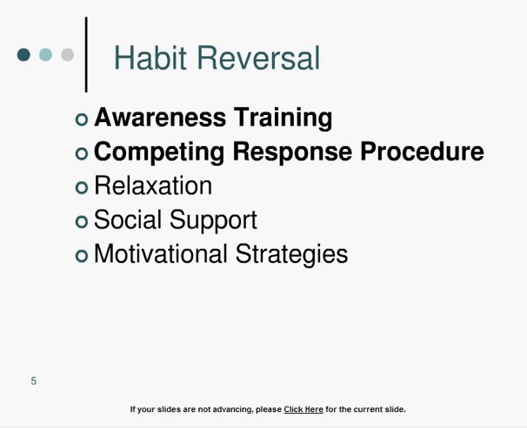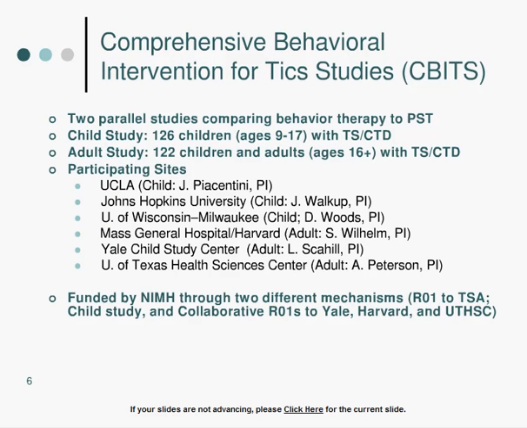And in the recent past, there were two very large-scale studies that investigated behavior therapy for patients with tics. And those studies included habit reversal, but also some other components, which I will be covering shortly. So the first study here is a child study. That was a study with 126 kids. And the second one is the adult study that included 122 teenagers and adults. And as you can see here, those studies were conducted at 6 different sites. So there were participants really from all over the country who participated in this research.